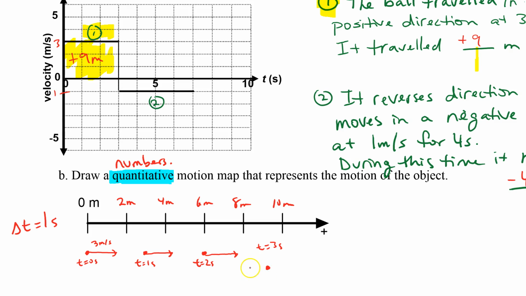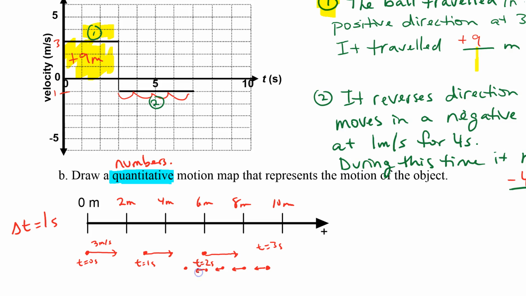So 1 second later, I'll be here. Another second later, I'll be here, right? How many of these do I have? 1, 2, 3, 4, 5 dots. Or another way to think of it is 1, 2, 3, 4 jumps. Okay, so now I'm traveling the other way, so I'm going to draw my arrow about half the distance to the next dot.